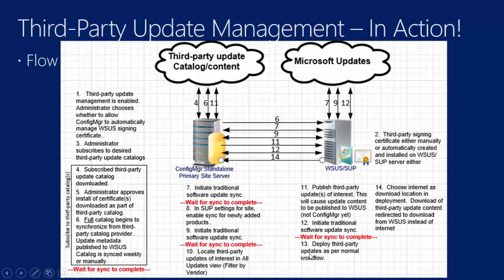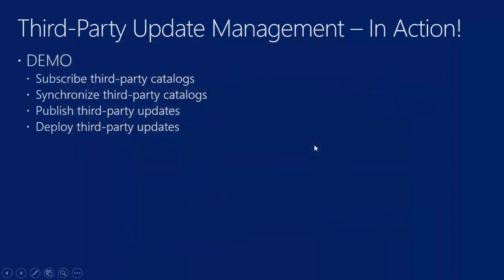From there, step 13 is deploying the third-party updates just like you would anything else. In step 14, whenever you're choosing the download location, in the Microsoft update scenario, typically that's an internet download location, choose that here as well, and then when we see the third-party update, we will know to go get that content from WSUS. A lot of busyness in this flow. Let's actually go see this work. So we're going to go back and demo this again.